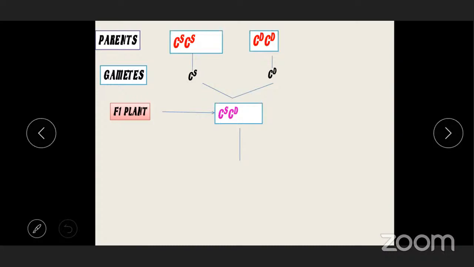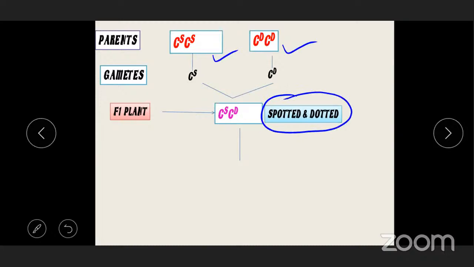What is the F1 plant? CSCD. So CSCD means spotted and dotted. It means the F1 plant is showing spotted and dotted characters. The seed is showing some spots and some dots on the surface of seeds. Both parental characters are expressed in the F1 generation plant. That is why this is codominance.